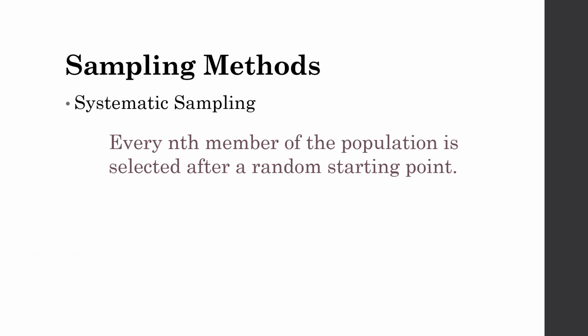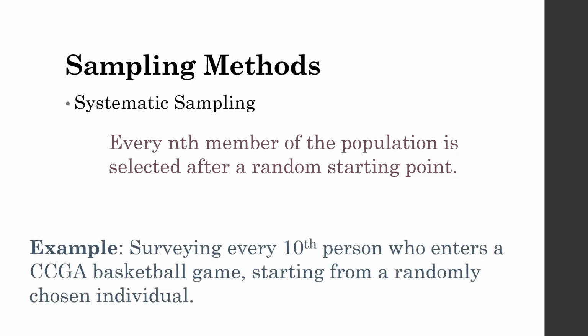Here's an example. You survey every 10th person who enters a CCGA basketball game starting from a randomly chosen individual. So maybe you just show up, and you're not going to start with the first person who's entered. You're going to randomly pick a starting point, and then after that first person, you're going to survey every 10th person who enters the basketball game.